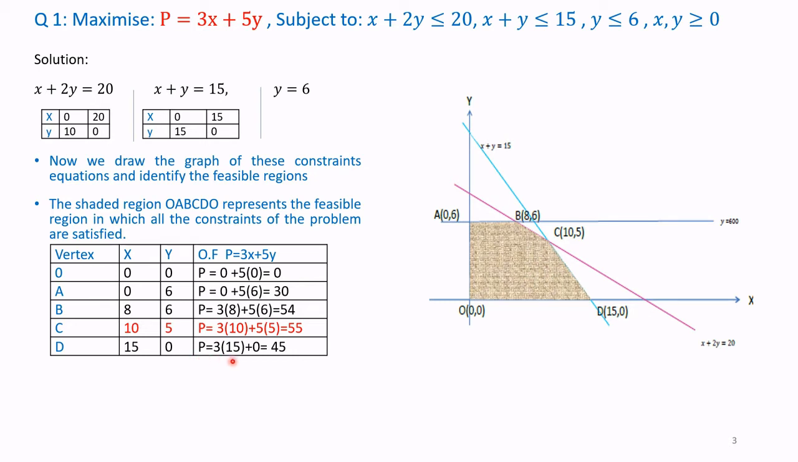Therefore, from the above table, we observe that the maximum value of P is 55. Please note here it is 55. If you compare all these, it is 55. And the corresponding values are X is 10 and Y is 5. That is the required answer.